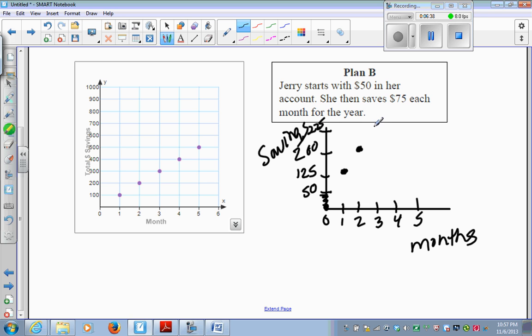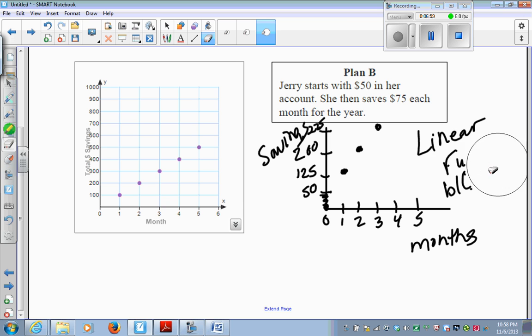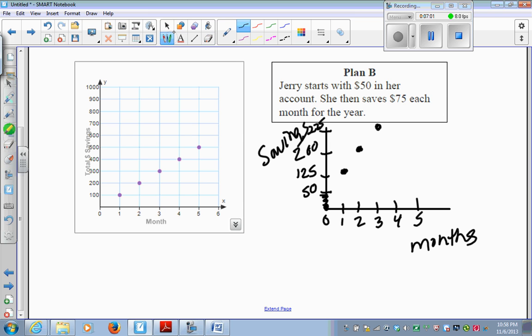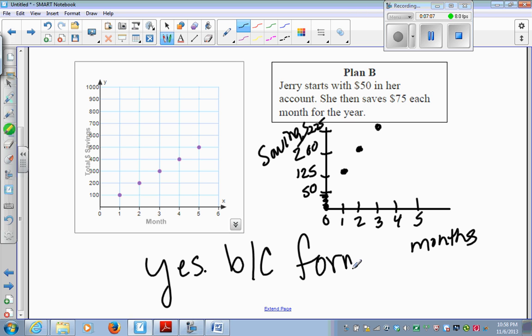So I've graphed enough right now so that you can see these points are forming a straight line. That makes it a linear function. You can say because they form a straight line. That was supposed to be the word straight. Okay. So you should have said yes, because it forms a straight line.